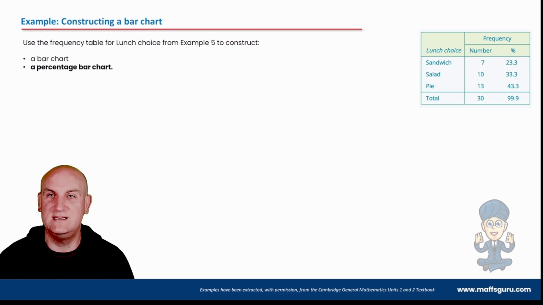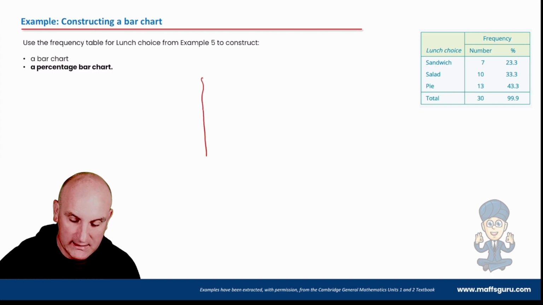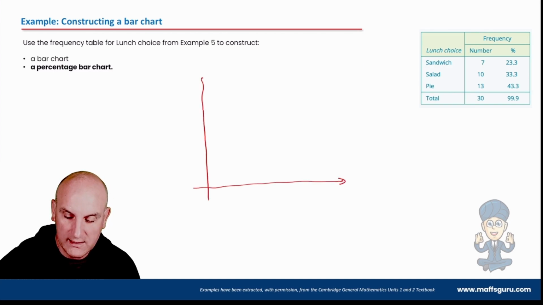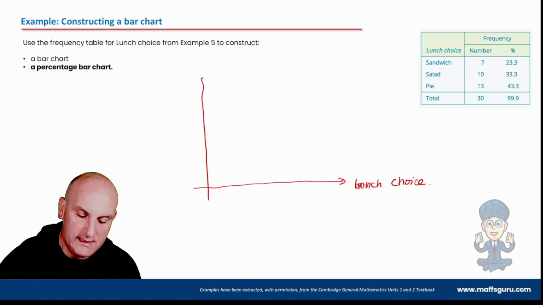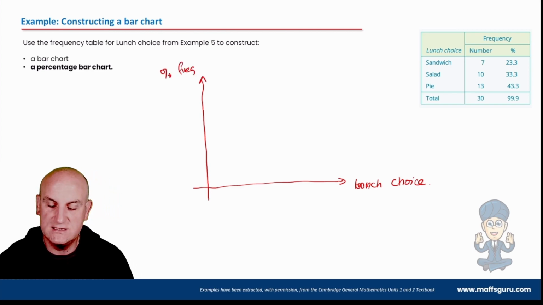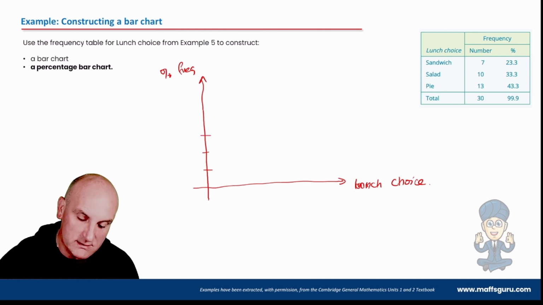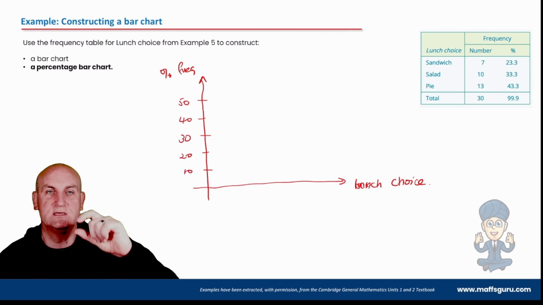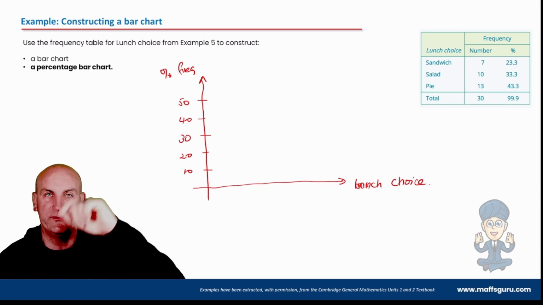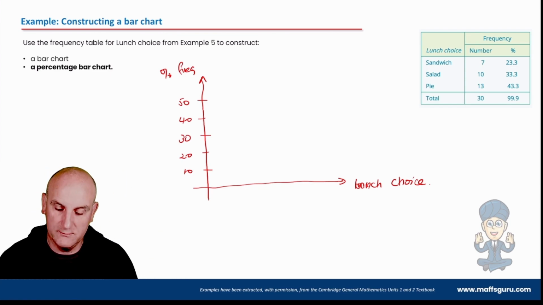If I want to do a percentage bar chart, exactly the same idea. Right, so here I would have lunch choice. Here though, I would have percentage frequency. And what are my percentages? Well, the highest seems to go to 43. So I go 10, 20, 30, 40, 50 in this situation. And again, it's important to notice that my scale goes up equally up the side. If it doesn't on your graph, you'll be in all sorts of trouble.